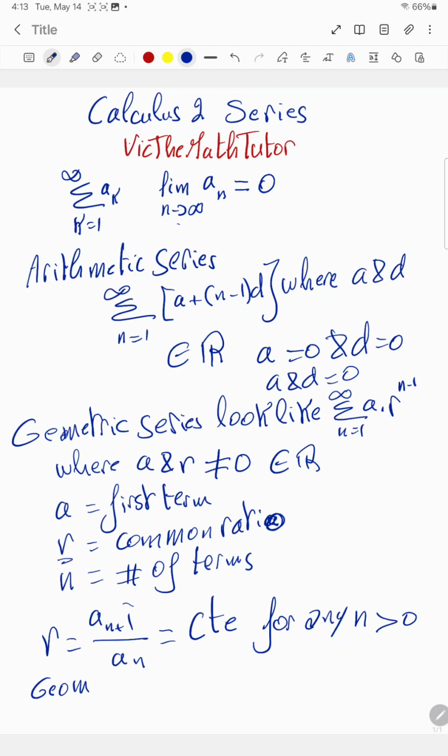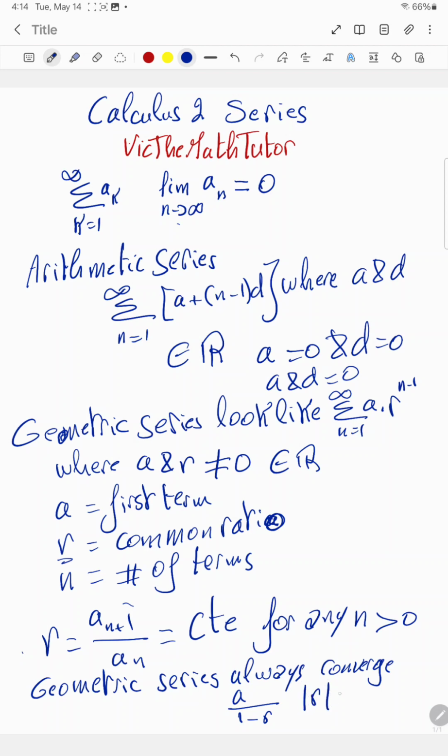A geometric series converges if, there is an if here, it converges toward a divided by 1 minus r. As we said, a is the first term and r is the ratio. If the absolute value of r is less than 1, it converges. Otherwise, it diverges. Let's do an example here.